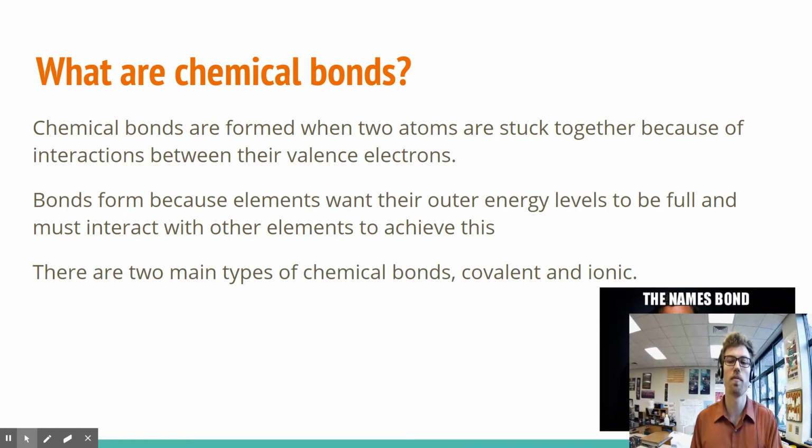There are two main types of chemical bonds, which are your covalent and ionic bonds. There is also a third type called metallic bonds. We're not going to be worrying about those in this class, but just so you know that there is another kind of bond called a metallic bond.